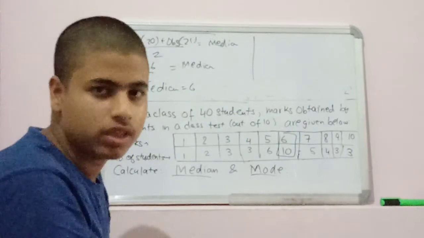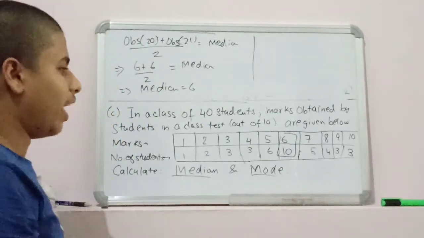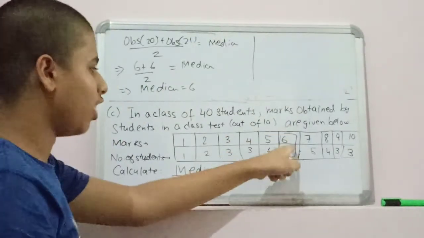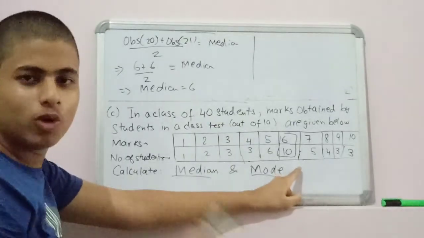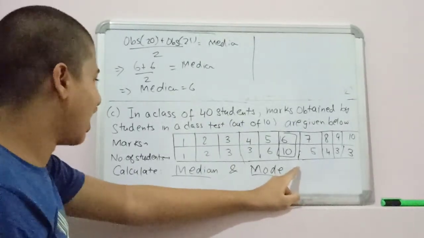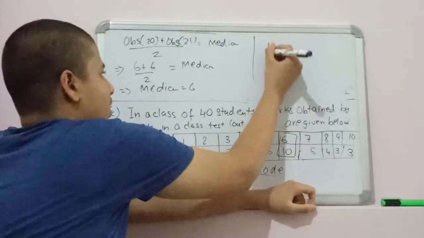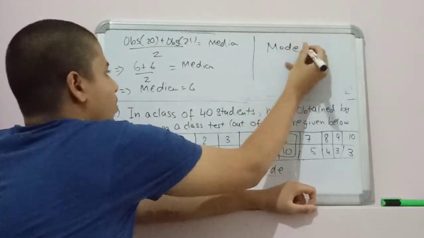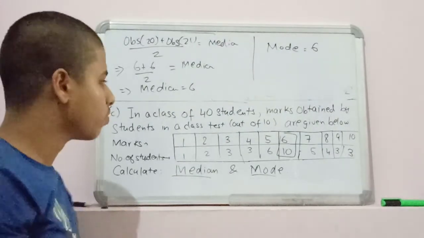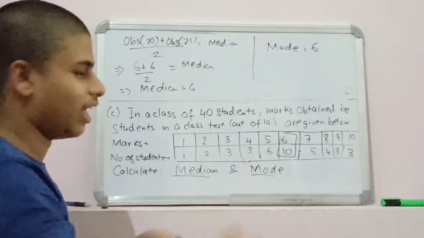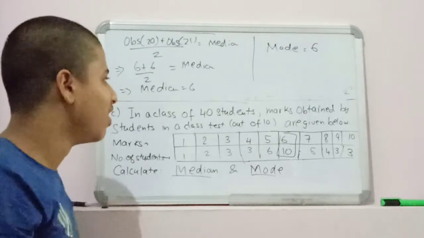Mode. What is the mode of this thing? Okay, mode is the value that repeats most often. The value that repeats most often, 10 students got 6. The most popular marks in this class is 6. So mode is something that is most popular. Mode is 6 because that has the highest frequency. That is the most popular value in this class.